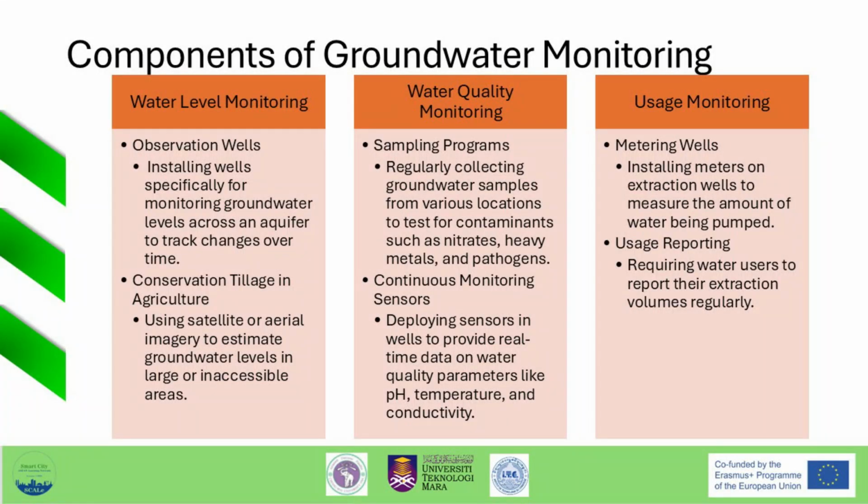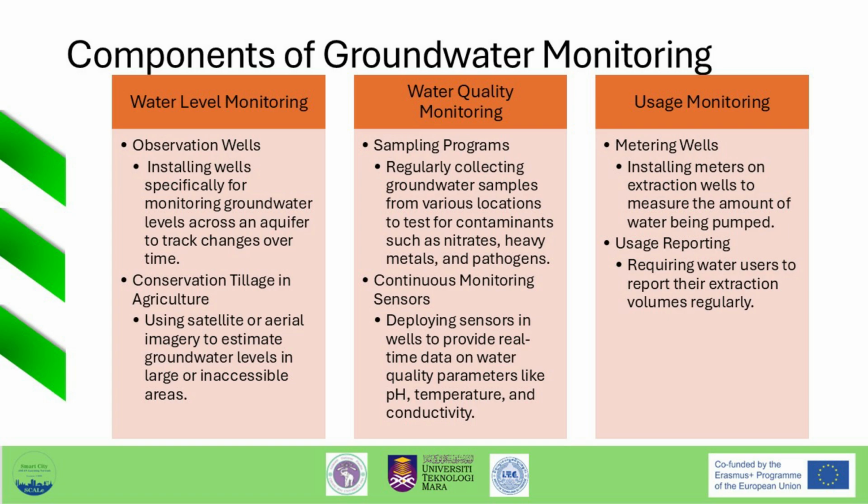1. Water level monitoring. Installing observation wells specifically for monitoring groundwater levels across an aquifer to track changes over time. In addition, satellite or aerial imagery is used to estimate groundwater levels in large or inaccessible areas.